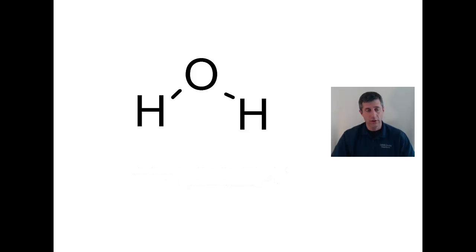We know this is going to be a covalent bond, but it's an unequal sharing of electrons. So we're going to represent this unequal sharing of electrons by putting little delta signs in here. So we have a slightly negative charge on the oxygen side of the oxygen-hydrogen bond. A slightly positive charge is going to be on the hydrogen side.